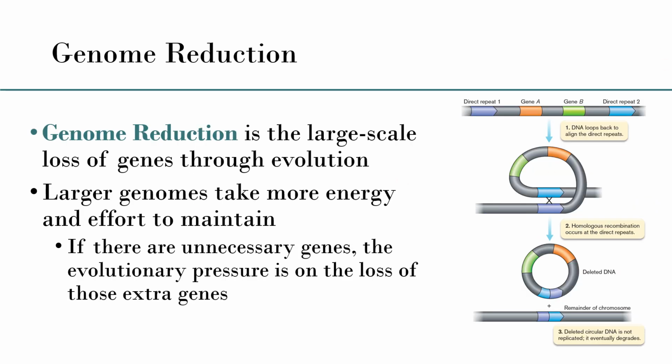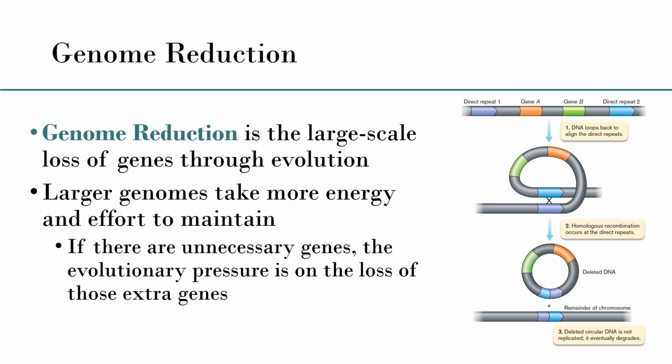But sometimes it is not useful to keep that secondary copy. It's not necessary for the cell, and in fact, in certain situations, it might be harmful for the cell. So, genome reduction is when the cell will lose genes on a large scale through evolution. If you have a very large genome, it's going to take more effort to maintain, because in the end, you still do have to copy these genes. You do have to do some maintenance of these genes. You will have to transcribe these genes.